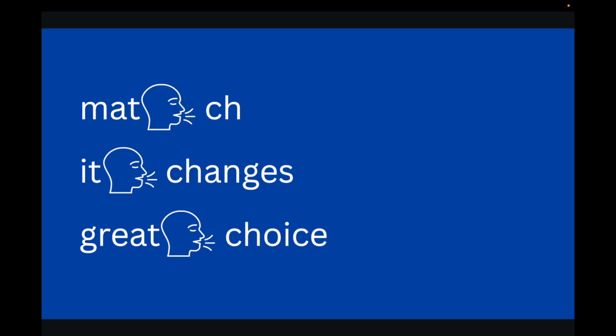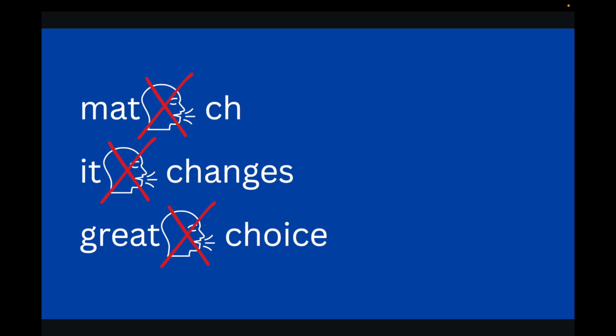great. However, if we add extra letters after the T, whether it's to create a new word or as part of a two-word phrase, the sound of the T will actually change. We are not going to say mat, ch. It changes. Great choice. Because as you can hear, allowing the air to escape after the T really slows down the speed at which you can speak, and it doesn't sound very fluent.